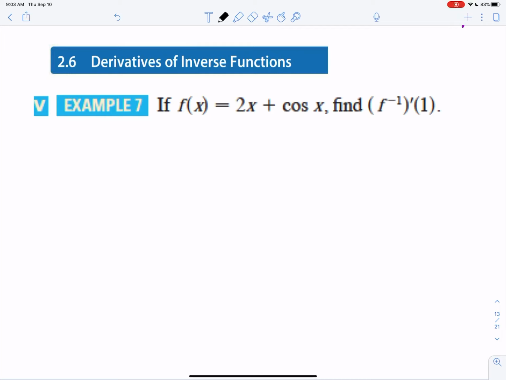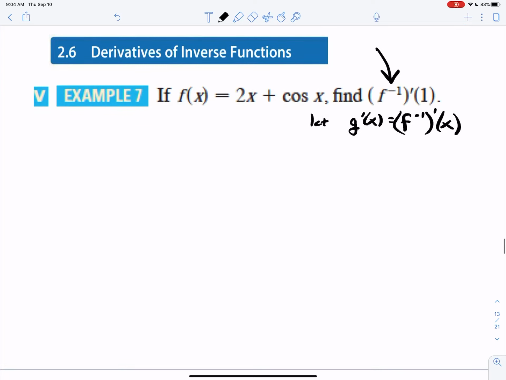Okay, go ahead and write this down, example 7. And then press play when you're ready, okay? All right, so they stated that there's an inverse, yay. Let's let g prime of x represent the derivative of the inverse, so that we can start using g instead of f inverse.